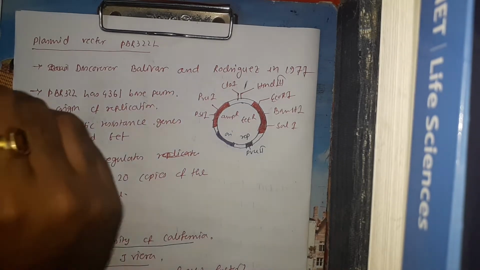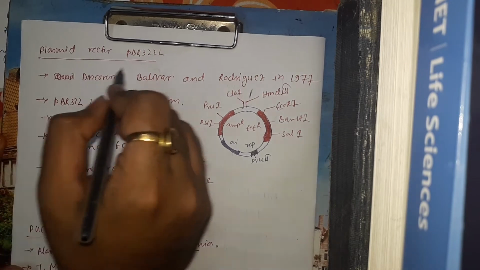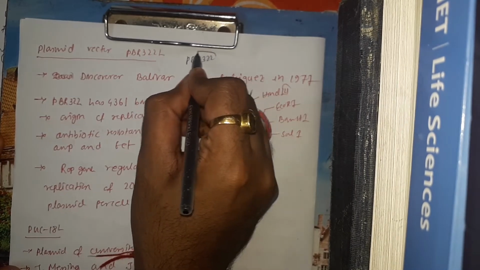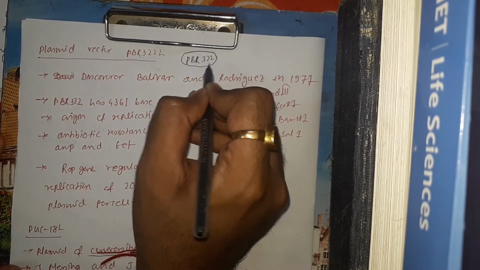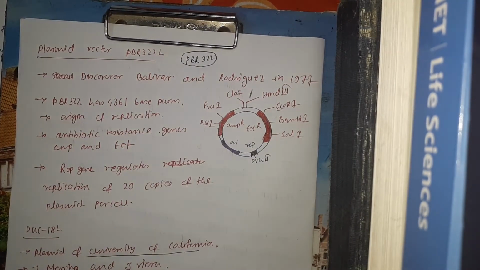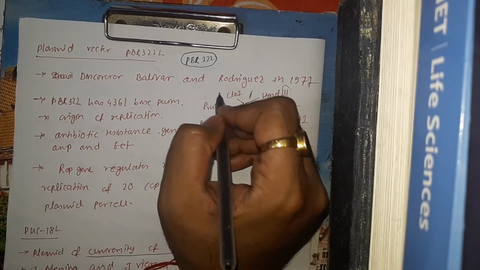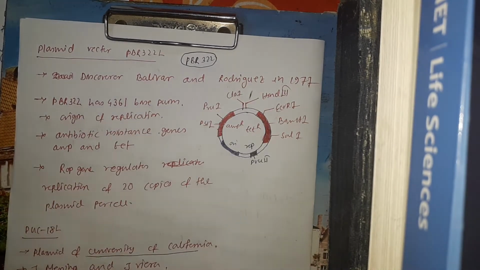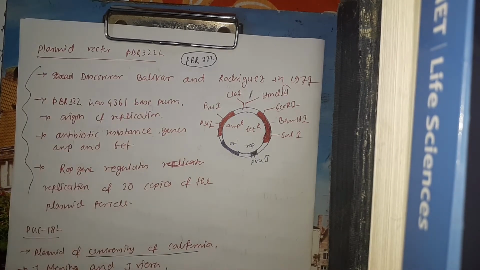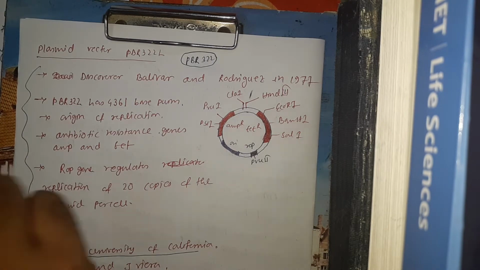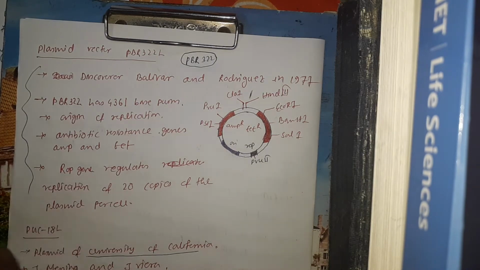So today we are going to talk about a plasmid vector, that is pBR322. It is a type of theoretical lecture. There is nothing methodical. You need to gather up all the information that I have provided here. I will provide some mnemonics to make it easy to remember.